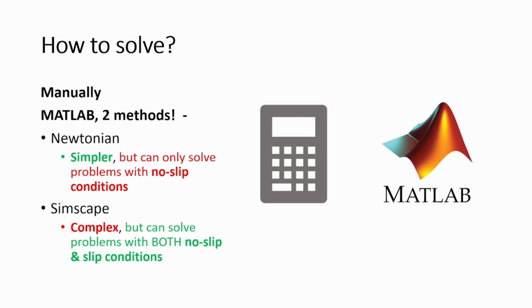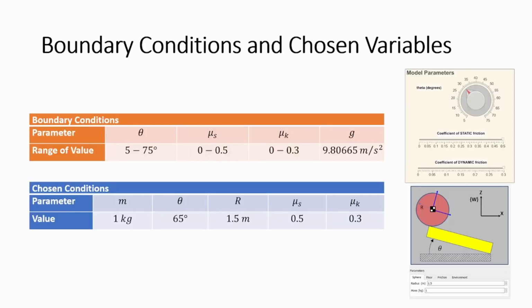non-slip and slipping conditions. Now, before we delve into any complex calculations, it's important to discuss any parameters we use. So, on the table on the top in orange, we see the boundary conditions, range of values, which we have to choose from. On the table at the bottom, the blue one, we can see the values we had chosen in the end, including the mass and radius of the sphere.